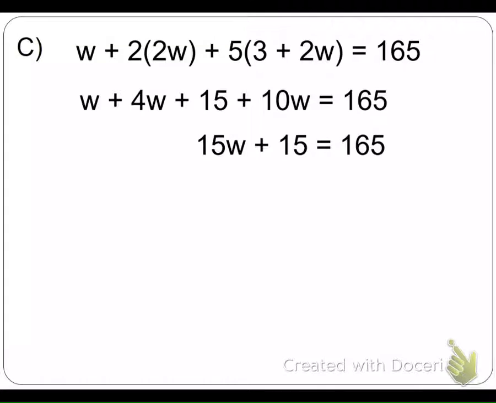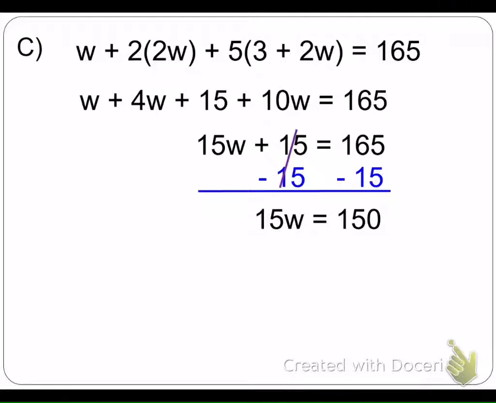15W plus 15. 15. Why you say 15? You said 16. It's all good. Okay. I know, you guys are so mean when someone makes a little mistake. All right, now what? Subtract the 15. Divide. So W equals 10.